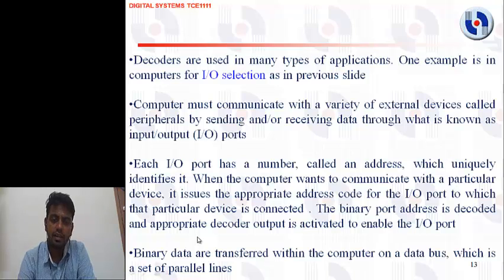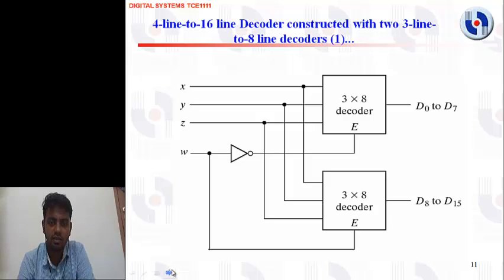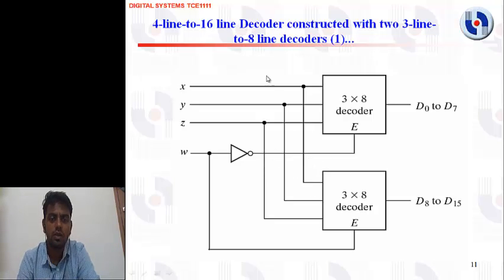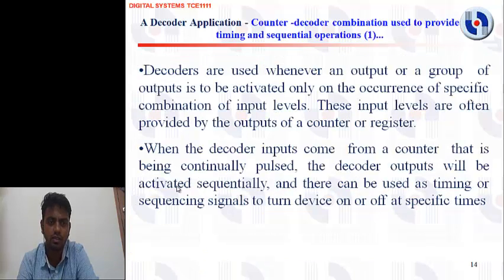The binary data are transferred within the computer on the data bus, which is a set of parallel lines. These parallel lines we can see in this diagram. These are the parallel inputs given to the decoders. This is the main construction, and like this only we have in computers also. The input lines are connected in parallel, and parallelly we are receiving the input ports, which are converted to the output port wherever we require. So like this way the decoder works.